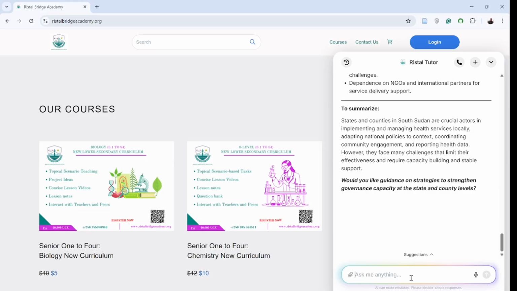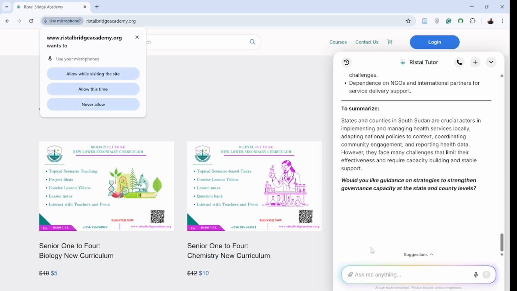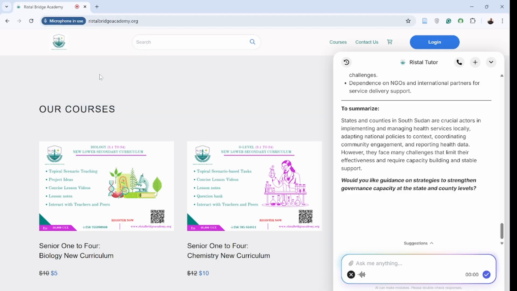So the other option is that you can talk to this AI tool instead of typing. So you can click on the mic and say, you have to accept the mic permission such that your browser accepts to use that. So here, the seconds are moving. It means that it's waiting for me to ask the question. So can you tell me about maternal mortality in South Sudan? Is it the highest in the world or not?